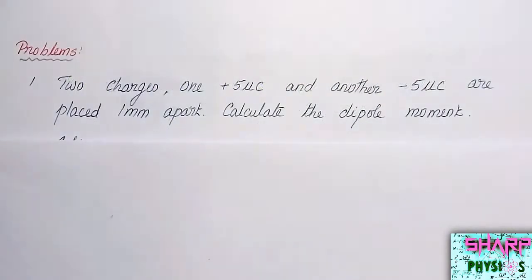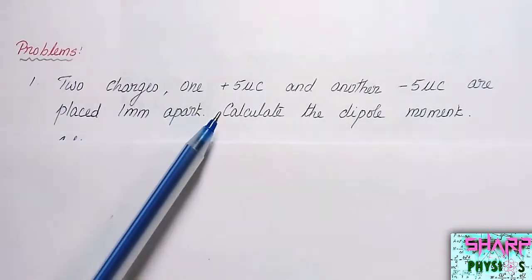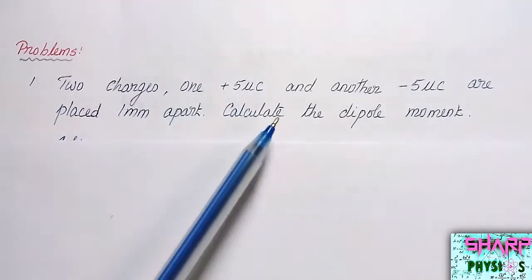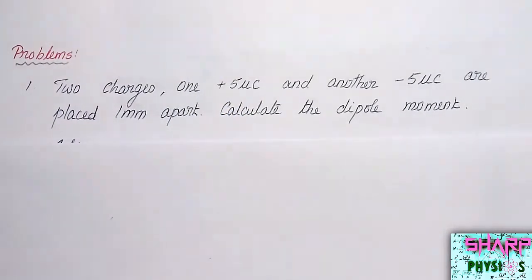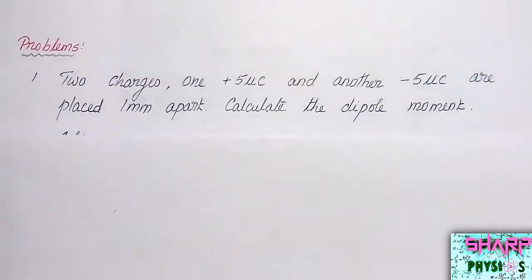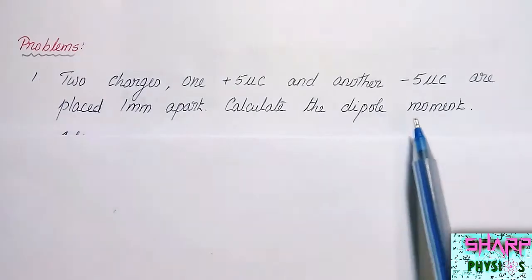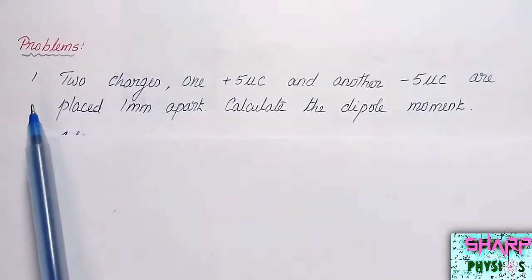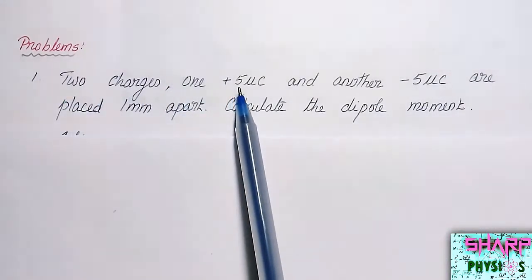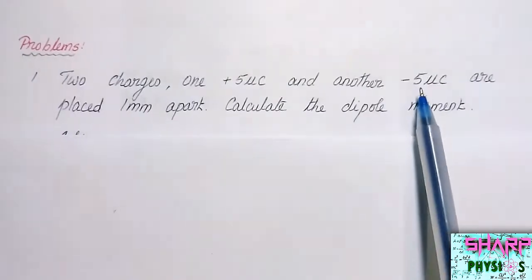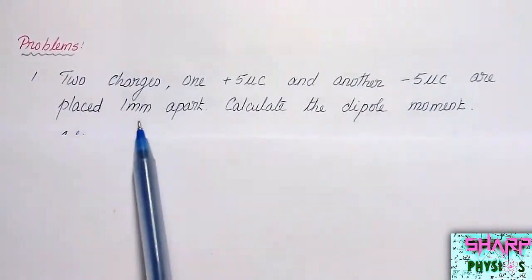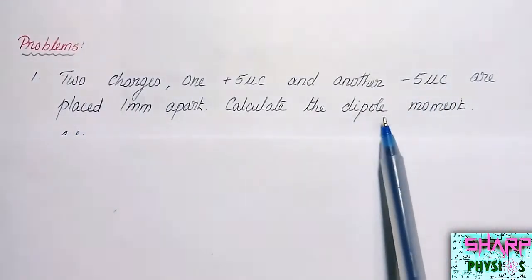So let's see some basic problems which will be useful for you for the board exams. The first problem: two charges, one plus 5 microcoulomb and another minus 5 microcoulomb, are placed 1 millimeter apart. Calculate the dipole moment.